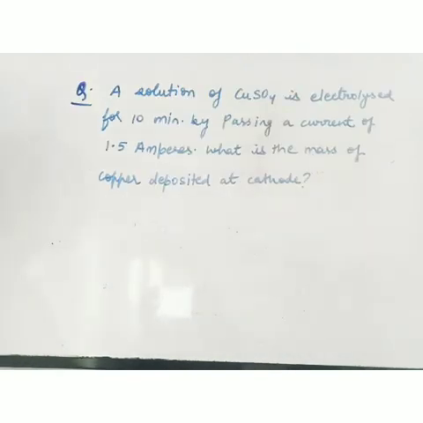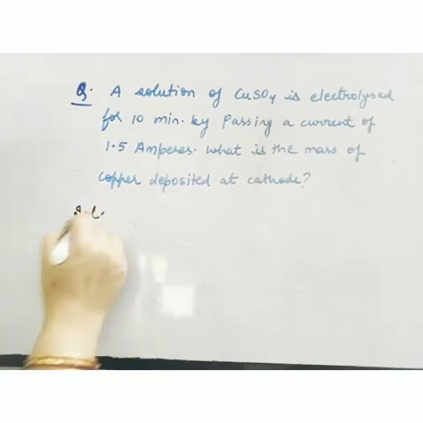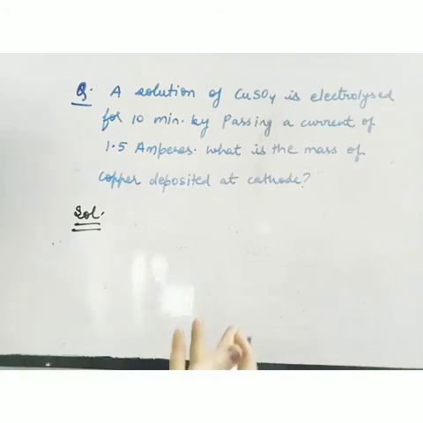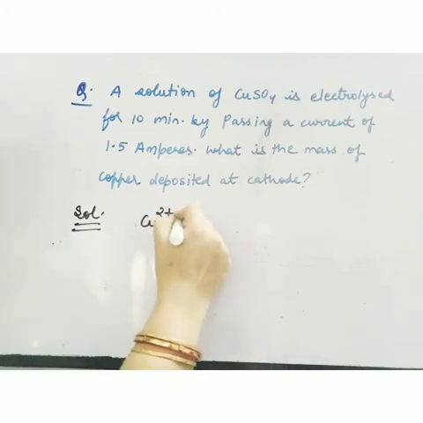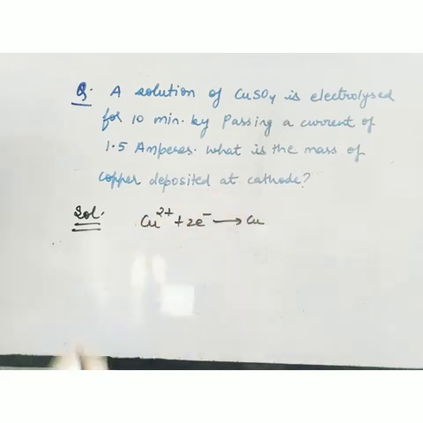So one question I am taking here. A solution of copper sulfate is electrolyzed for 10 minutes by passing a current of 1.5 amperes. What is the mass of copper deposited at the cathode? So how to solve this question? We know that at the cathode reduction occurs. So the reaction will be Cu2 plus 2 electrons gives Cu. In electrochemical cells we use reductions, and in electrolytic cells also we prefer reductions. We'll write only the reduction reaction.